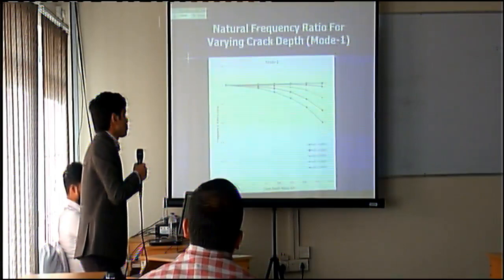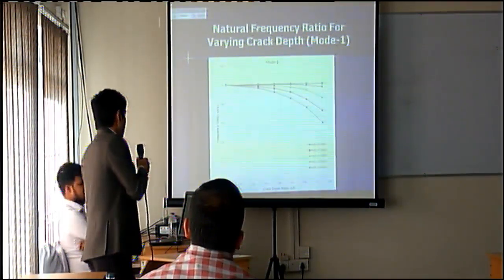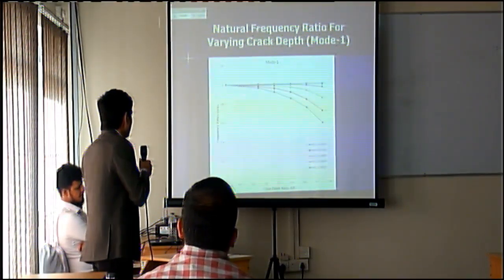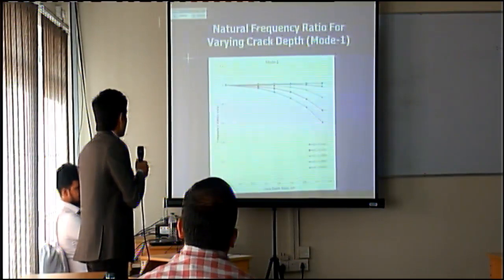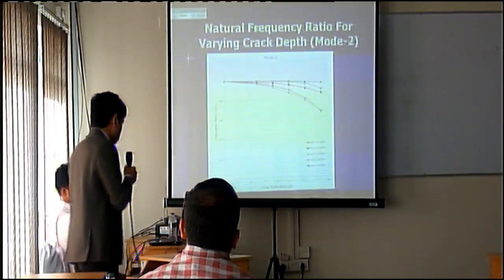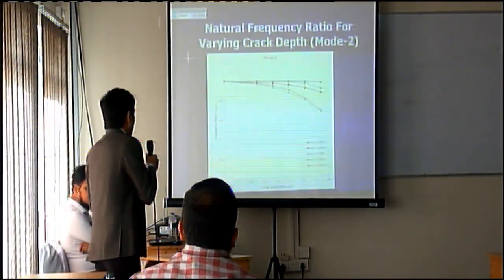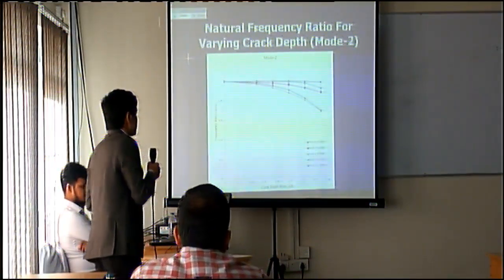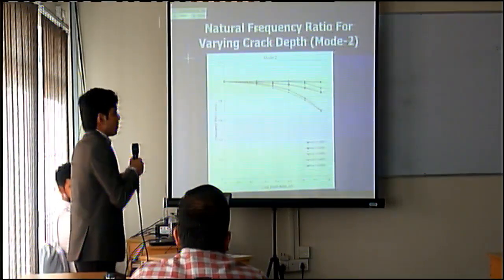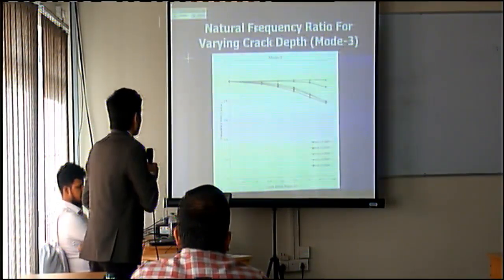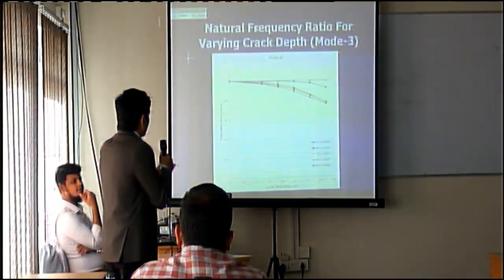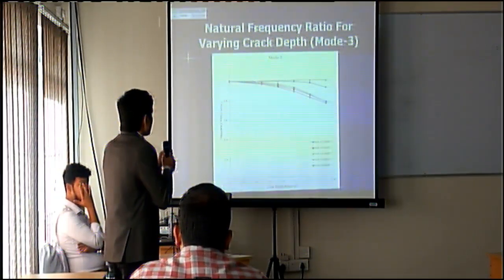If the crack is located at the free end, the frequency is not changing. But if the crack is located just near the support, just 16% of the length, the frequency ratio reduces, that is below 60%. For mode 2, a different result is obtained, that if the crack is located at 0.5, that is at the middle of the beam, then the frequency reduces more. For mode 3, you see that if the crack is located at the middle, the frequency is not changing.